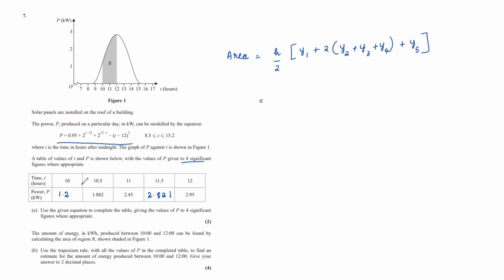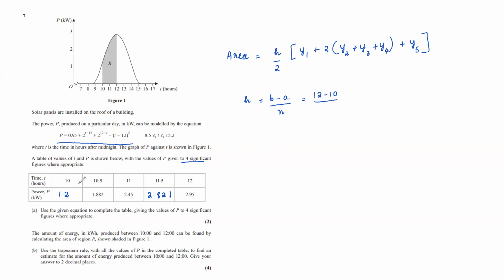So h is basically the class width: 10, 10.5, 11, 11.5, 12. Each class width we can see is 0.5. Or else we have a formula to find out h. h is equal to b minus a divided by n. b and a are the upper and lower limit. So upper limit is 12, lower limit is 10. So that is 12 minus 10 divided by n, where n is the number of strips.